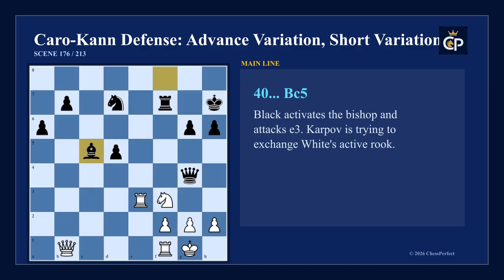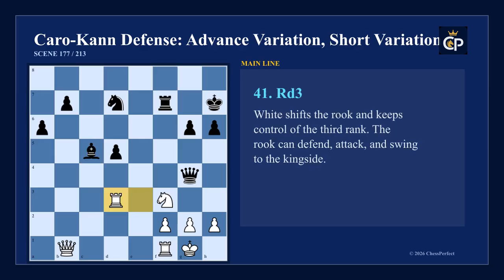Bishop c5. Black activates the bishop and attacks e3. Karpov is trying to exchange white's active rook. Rook d3. White shifts the rook and keeps control of the third rank. The rook can defend, attack, and swing to the king's side.